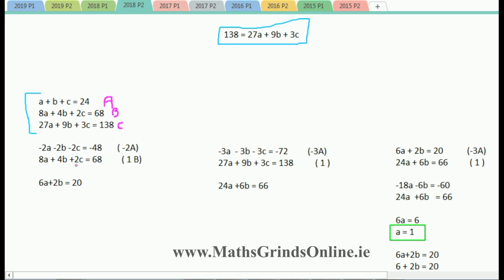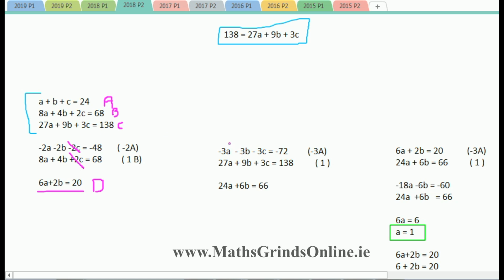You can see I have -2c and +2c, so they're going to cancel, and I'm left with 6a plus 2b is equal to -48 plus 68. That's equal to 20, and I'm going to call that equation D. Mightn't be the best idea calling these equations A, B, and C when the terms are in A, B, and C anyways, but that's just the way that I did it.